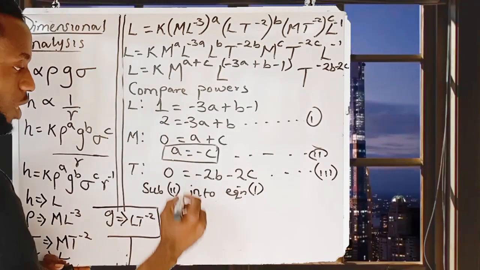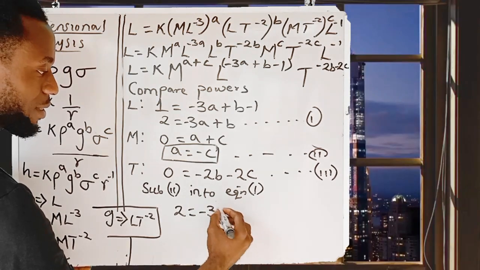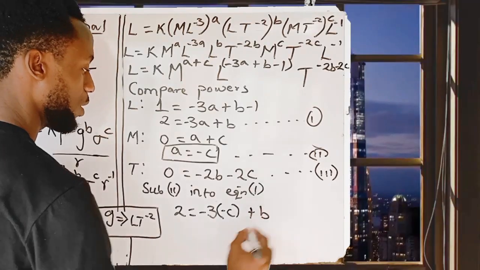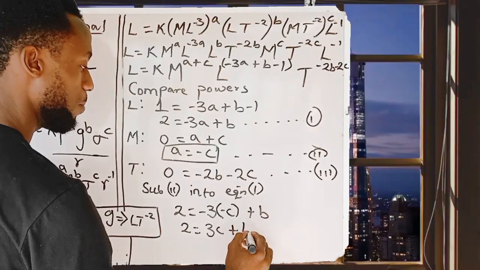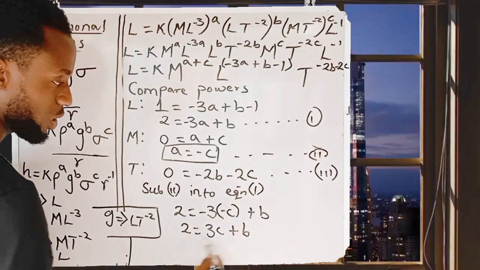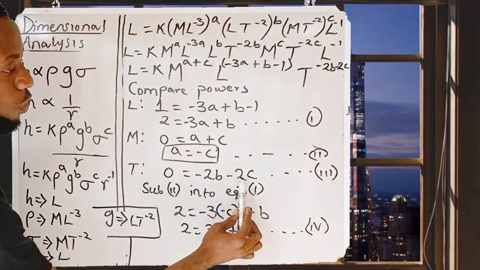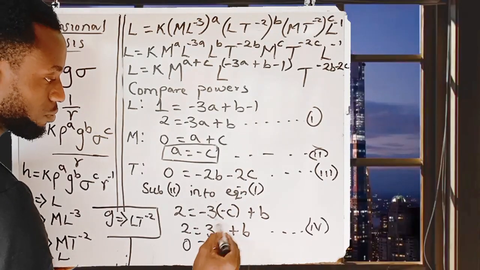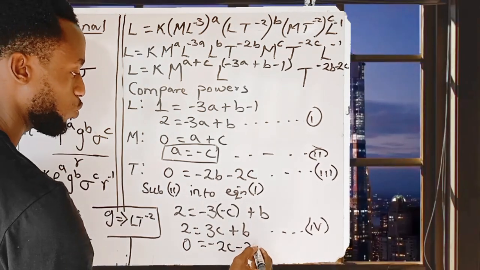So what does that give us? Our 2 would then be equal to minus 3. Instead of writing a, I open my bracket and put my minus c and then plus b. So what does this give us? 2 is equal to 3c plus b. Now what have we just done? We have gotten an equation, this one, which is equation number 4. We have gotten an equation that has the same variables as the third one. So the third one was, let me write the c before the b, minus 2c minus 2b.